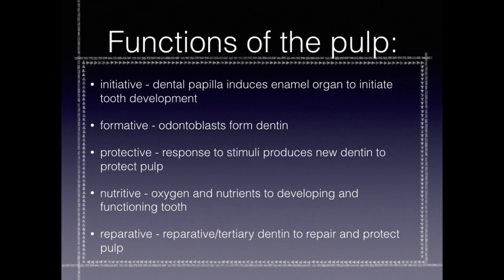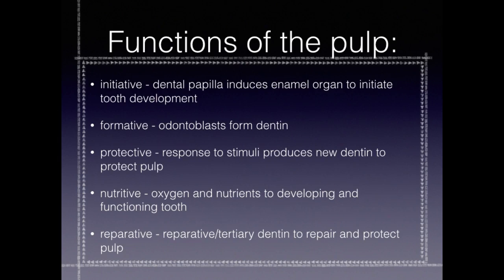Then some of the cells found in the dental papilla will differentiate into odontoblasts that will have a formative function for producing dentin. Should that tooth ever be stimulated by some trauma of any kind, it has a protective function. The odontoblasts, the cells that produced dentin, can produce reparative dentin.